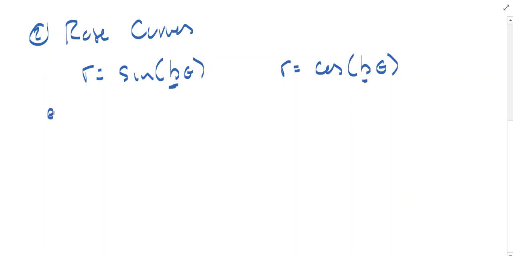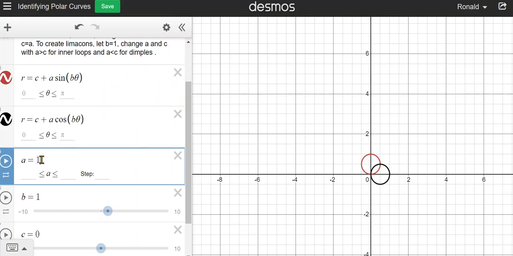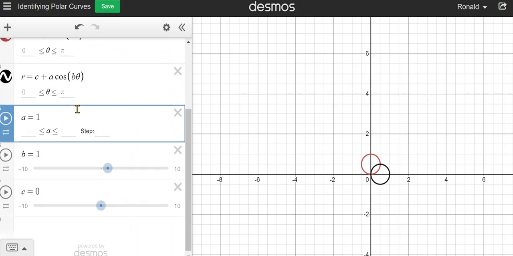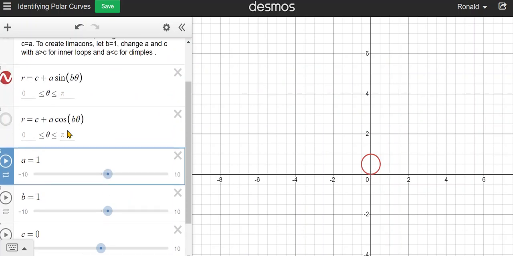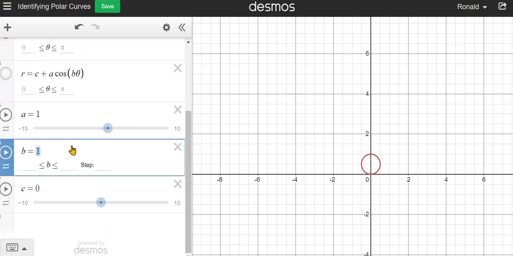So an example would be r is equal to the sine of 3 theta, or r is equal to the cosine of 8 theta. Let's take a look in Desmos at what happens when we change the b values. So a I'm going to keep at 1, c I'm going to keep at 0, and let's just change b now. Let's just look at the sine function. I'm going to, instead of using the slider at first, just manually change this and let b be equal to 2.